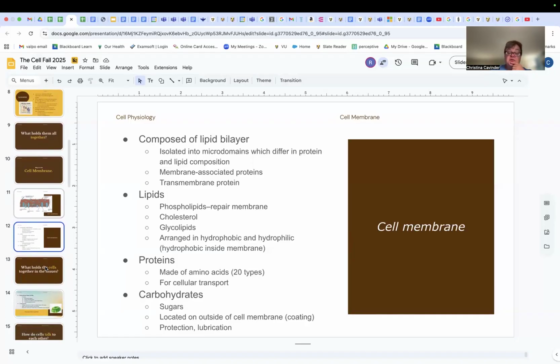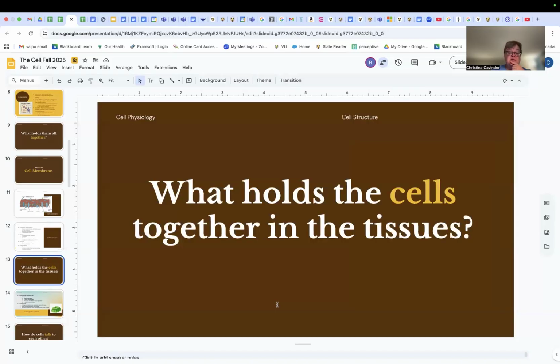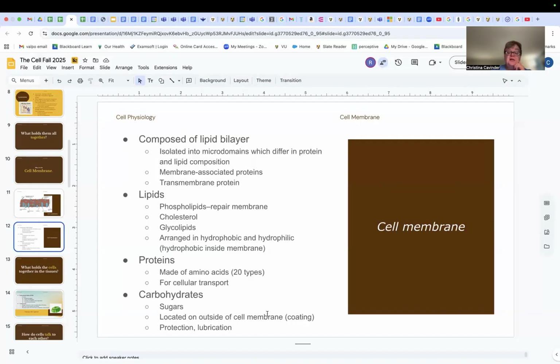Proteins: there are 20 different types of amino acids that are needed, and we need these for cellular transport. So if the cell is moving, we need these types of proteins. And carbohydrates break down into sugars, and they form a carbohydrate chain located on the outside of the cell membrane. They protect the cell membrane and cause lubrication so it can move very easily.